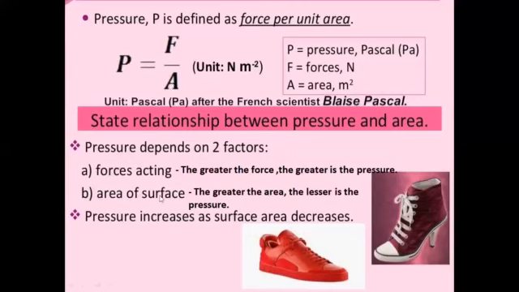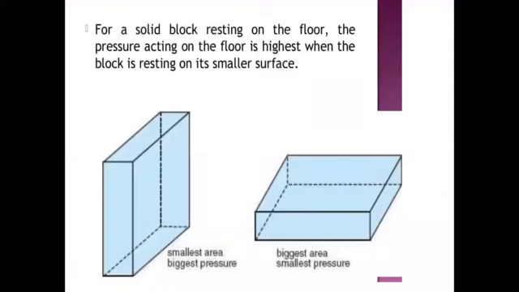Second one is area of surface. The greater the area, the lesser is the pressure. Pressure increases as surface area decreases, or pressure decreases as surface area increases. Okay, next one, here we will take an example. For a solid block resting on the floor, the pressure acting on the floor is highest when the block is resting on its smaller surface.